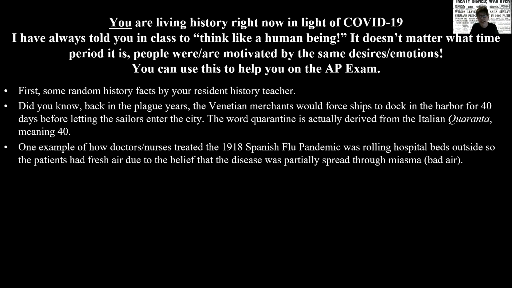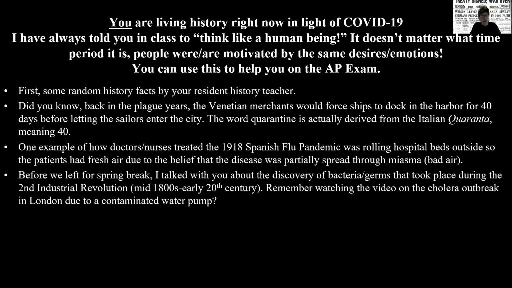This is due to the belief, partially, that the disease spread through what was called miasma, or bad air. This belief existed back to the Middle Ages. But remember, before we left for spring break, I talked to you about the discovery of bacteria, germs, that took place during the second industrial revolution, the mid-1800s to the early 20th century.